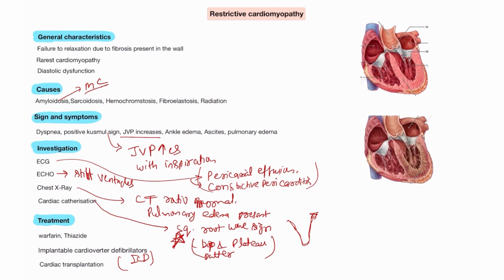And in the case of surgical treatment, if a donor is present, then cardiac transplantation also can be done in a patient with restrictive cardiomyopathy. This is all about restrictive cardiomyopathy.